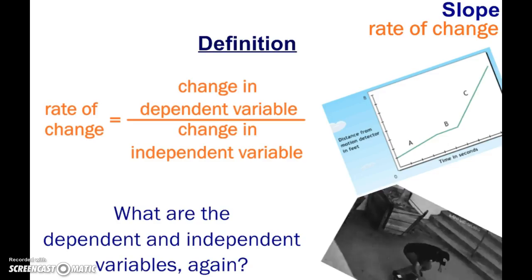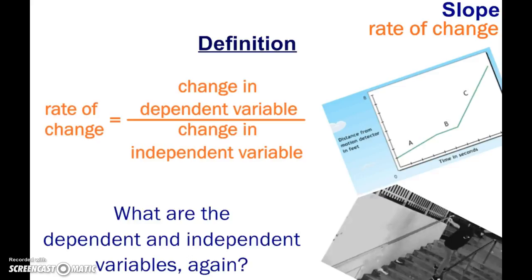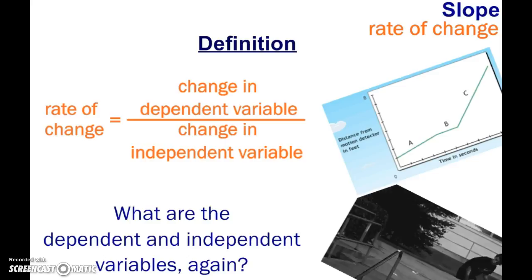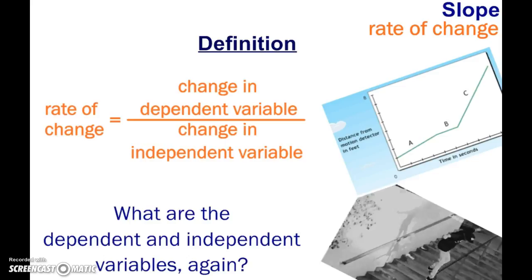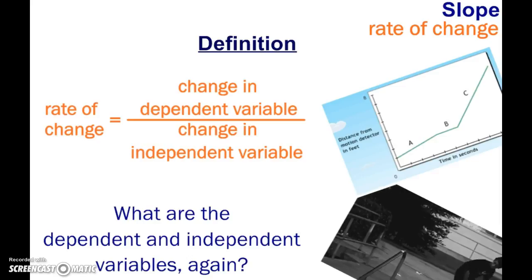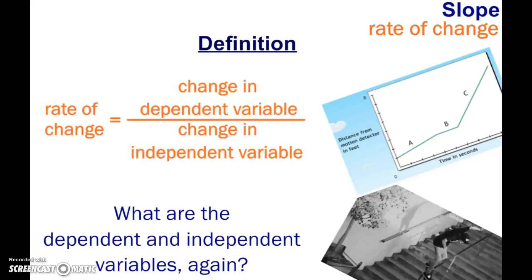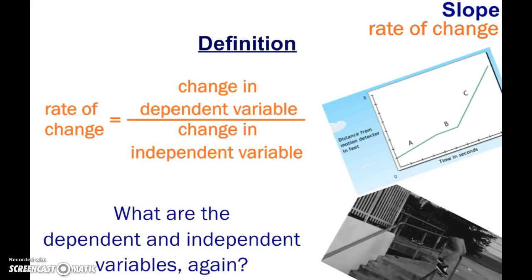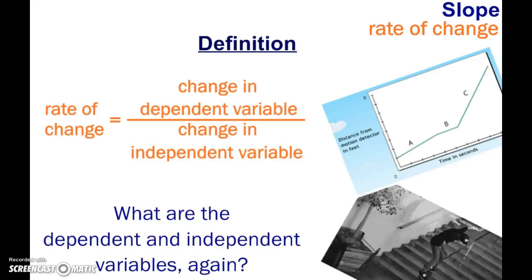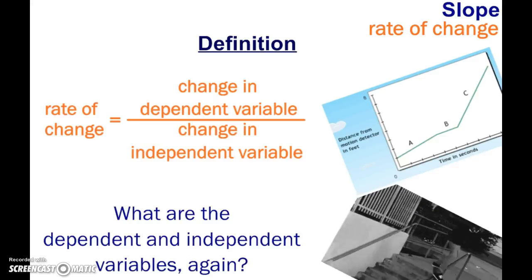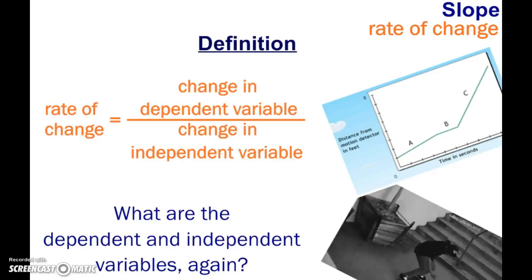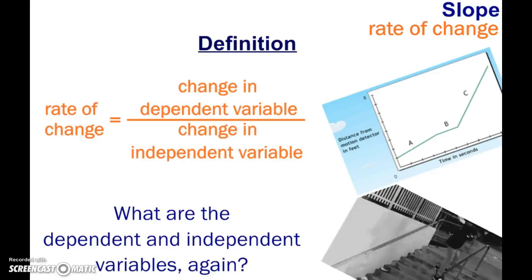The definition: rate of change is the change in the dependent variable divided by the change in the independent variable. Another way to think of that is the change in the y to the change in the x. What are the dependent and independent variables? Dependent variable, again, is the numbers in the range. You get those answers depending on what you put in, which is what we call the independent, and that is the domain.